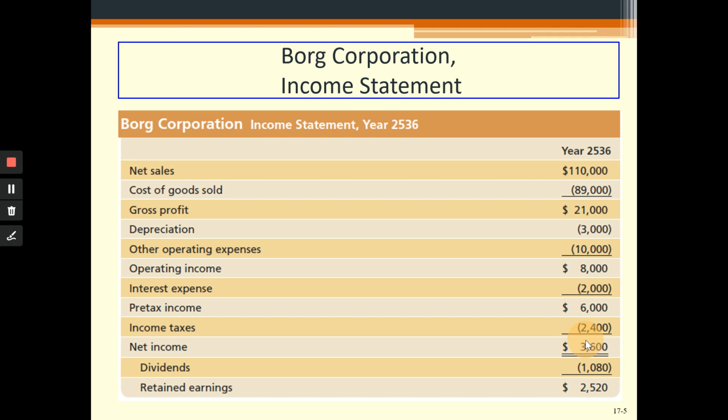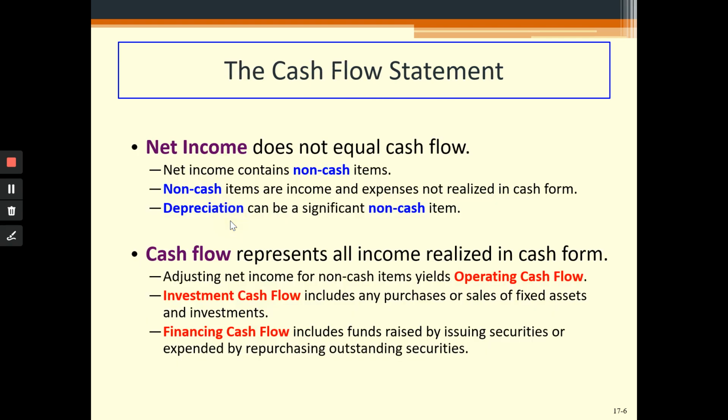From the net income, 30% is the payout ratio. So 1,080 is paid as a dividend, and the 70% of the net income is the retained earning, which will be kept as the retained earning, and it will increase the book value of the company.